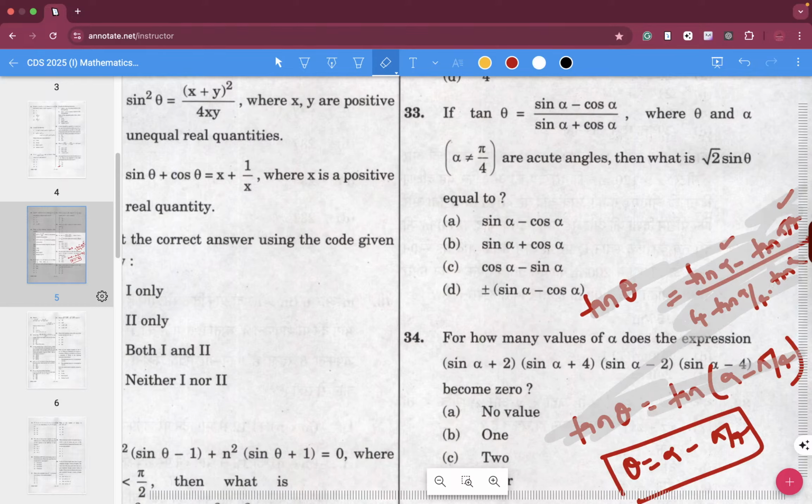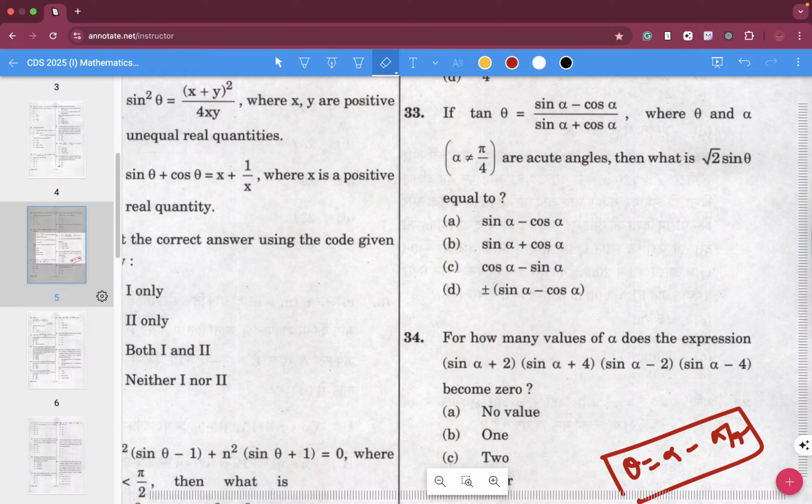See, in this particular question you can't take many values. Even if you take alpha is equal to 90, then theta will become 45. Then you will reach these two answers. There won't be any concrete answer. That's the problem, right? So now we have this particular value over here. Theta is equal to alpha minus pi by 4, right?